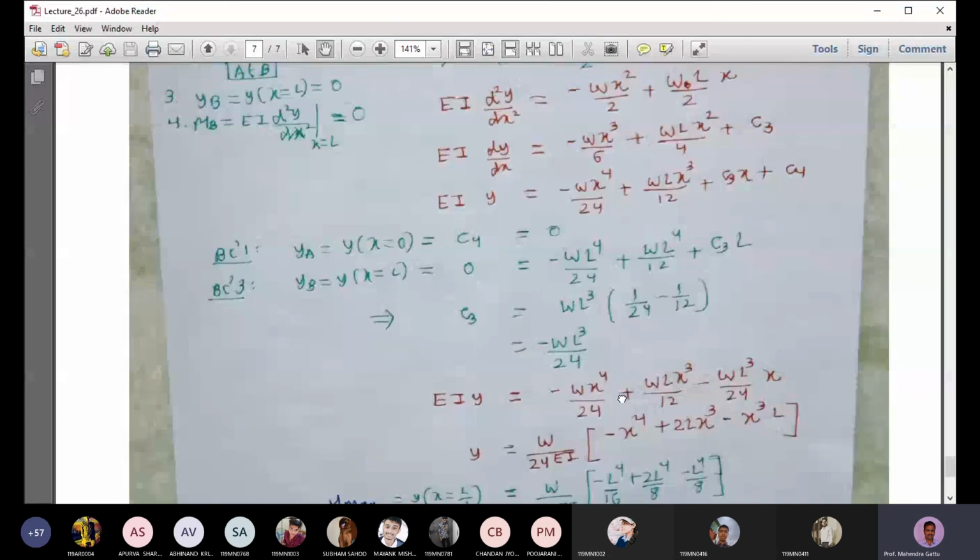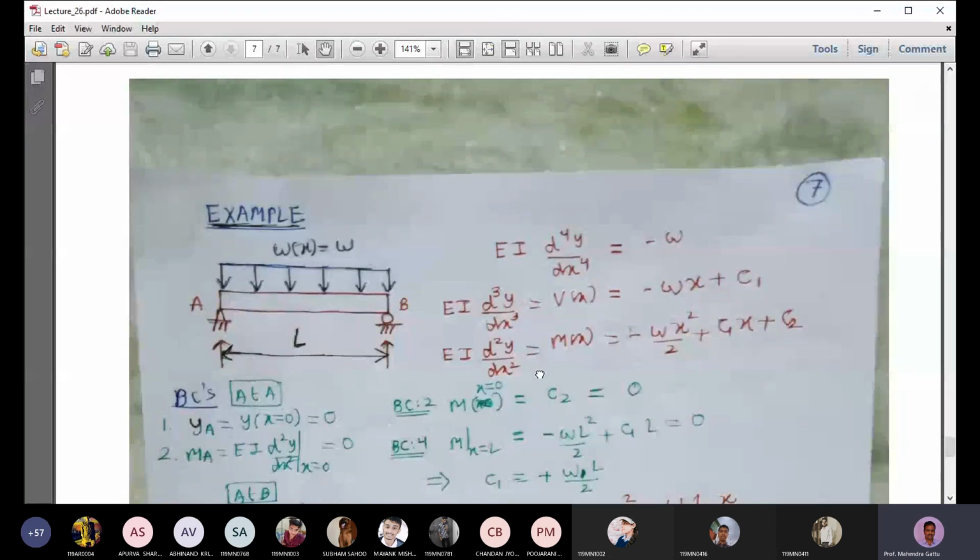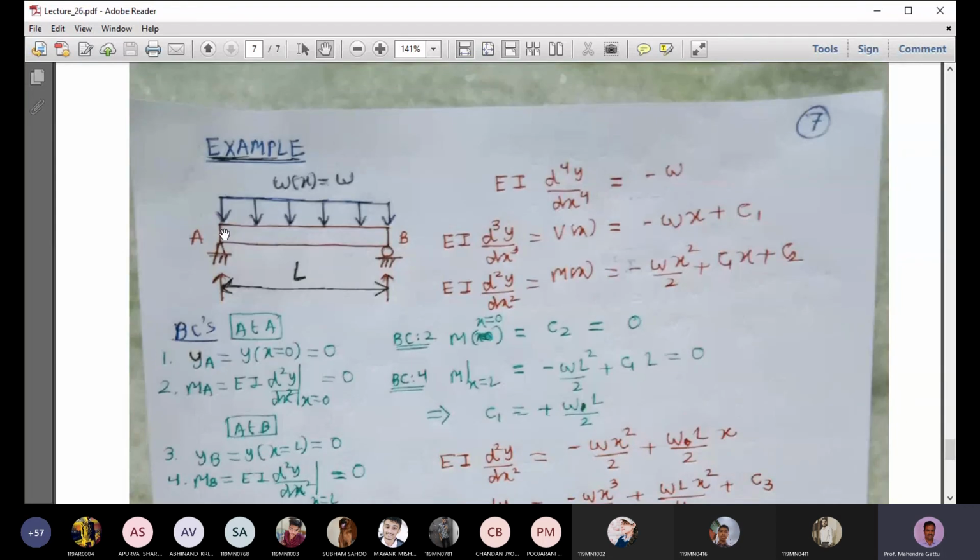Okay, so in this problem we have directly started from the fourth order differential equation, EI d power 4 y by dx power 4 is minus W. We are not determining the bending moment or shear force anywhere in between. We already know the bending moments at A and B are 0. The boundary condition terms we already know. So this is the way to solve this distributed load.